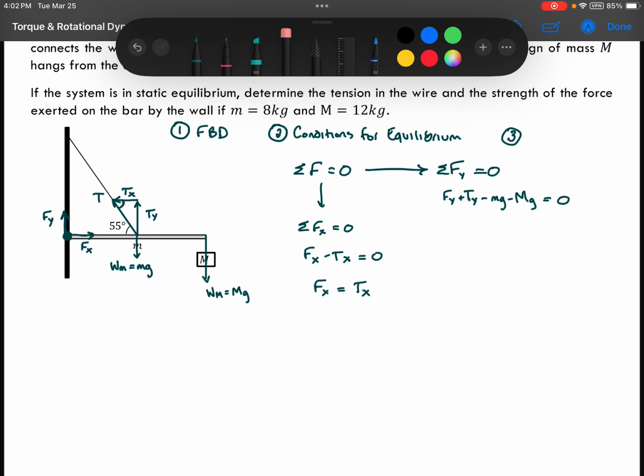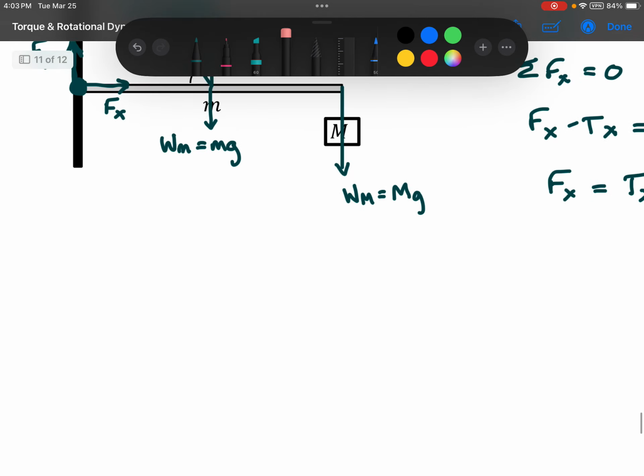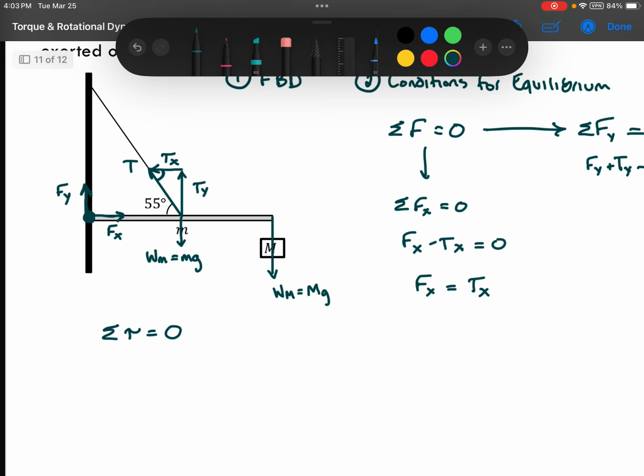The next thing we want to look at is the net torque has to be 0 because it has to be in rotational equilibrium as well. So the net torque has to be 0. Now here's what's pretty cool. We get to choose the axis of rotation because it's not rotating. So that means theoretically it could be rotating around any point. The net torque still has to be 0 around any point we choose.